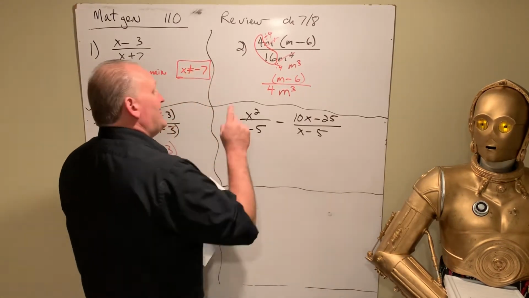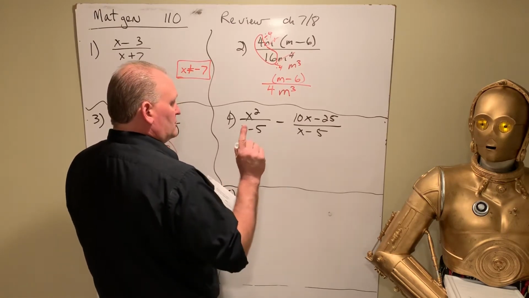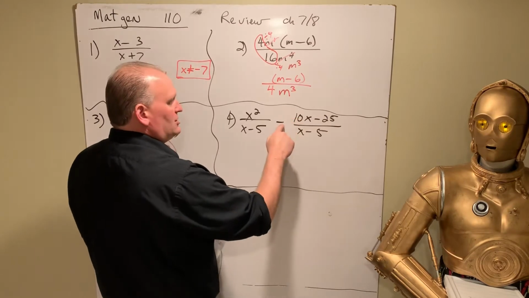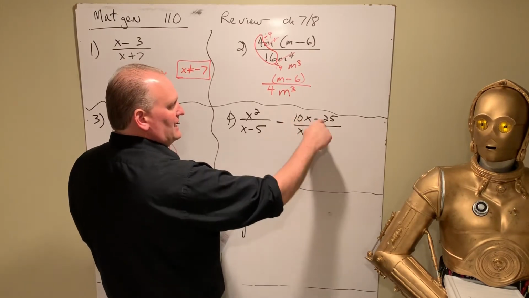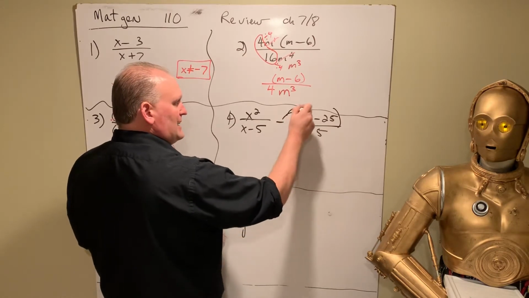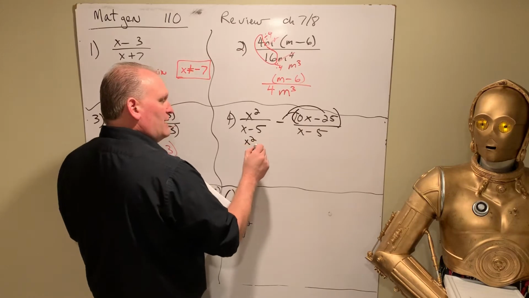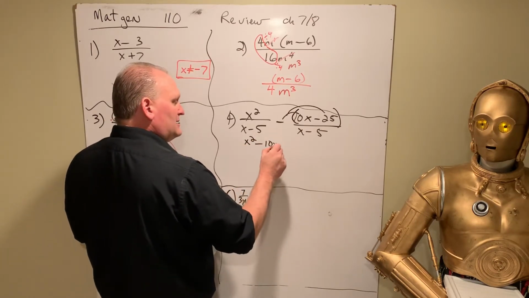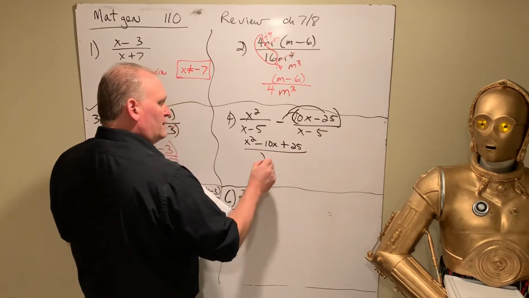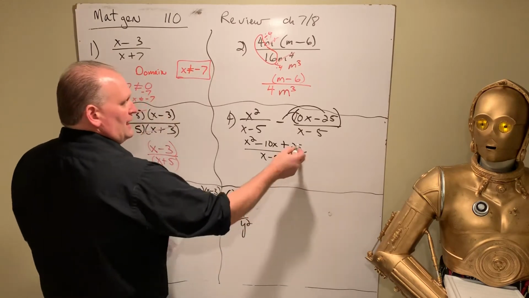This one is maybe one of the hardest ones on the test, for 2 reasons. 1, we have to factor, which is going back. And 2, you have to remember to distribute this negative throughout the top. That has to hit that and that. So on the top, we're going to have x squared minus 10x plus 25 all over x minus 5, because they do have a common denominator. That's the good news.